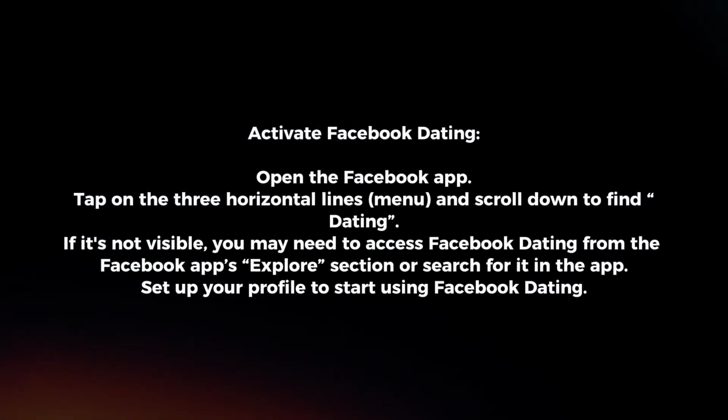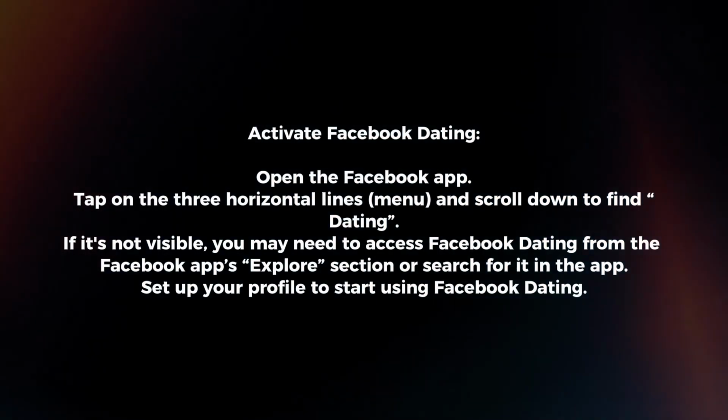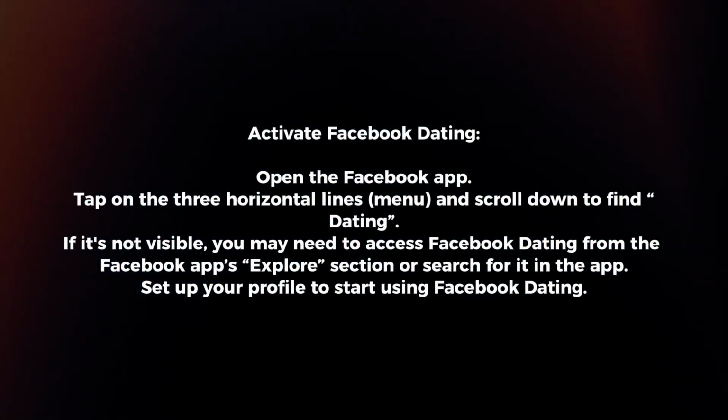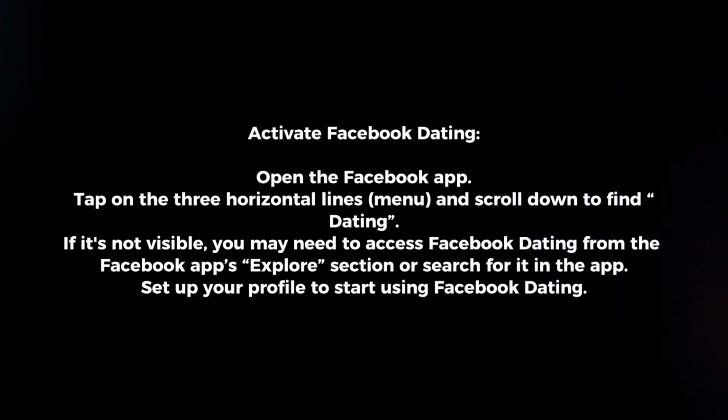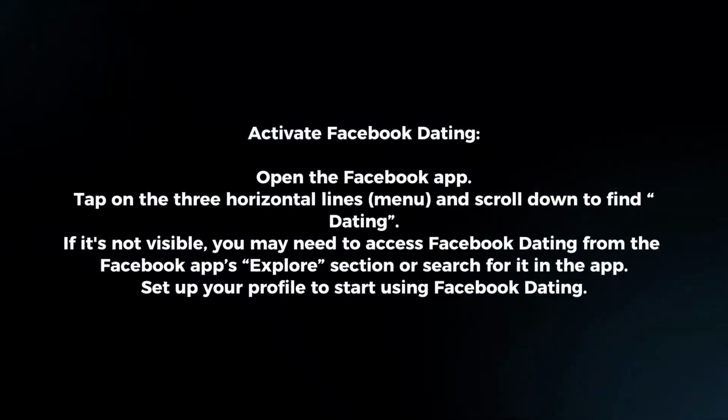Activate Facebook Dating. Open the Facebook app. Tap on the 3 horizontal lines and scroll down to find Dating. If it's not visible, you may need to access Facebook Dating from the Facebook app's Explore section or search for it in the app. Set up your profile to start using Facebook Dating.